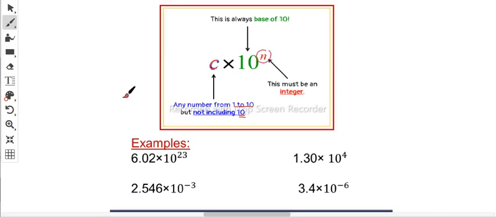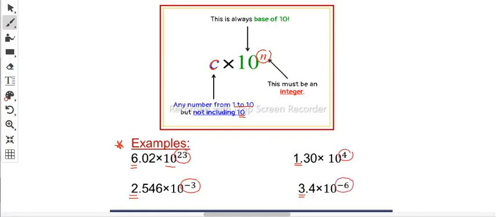So if you look at the examples given at the bottom, you're going to find that all these numbers are written in a scientific notation way. You have a number from 1 to 9, then there is a decimal, and it is multiplied by a power, and you have an integer number. It could be positive or negative.